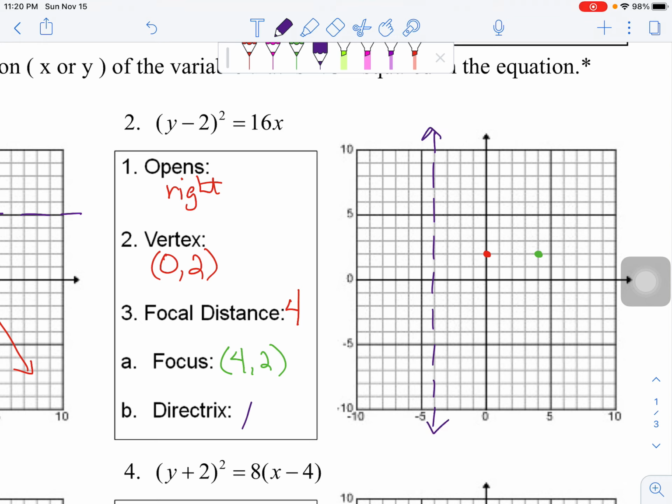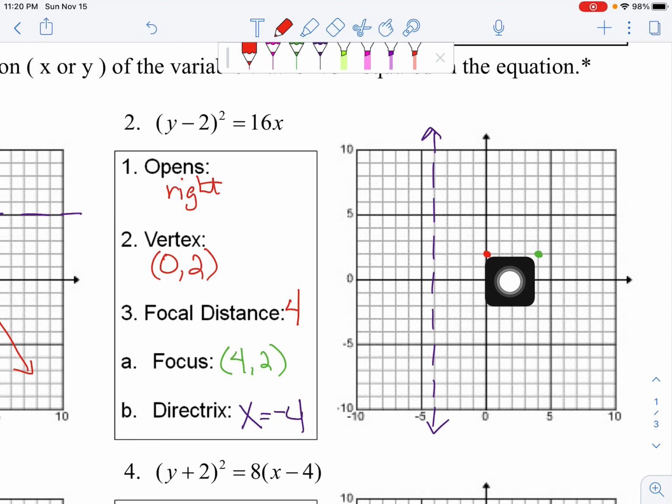And that vertical line would be x is equal to -4. Okay. So we've got the focus, we've got the directrix, we've got the vertex. We need a couple more points. So this focal distance of 4, I'm going to quadruple it, right? Multiply it times 4. That'll get me the length of the latus rectum.